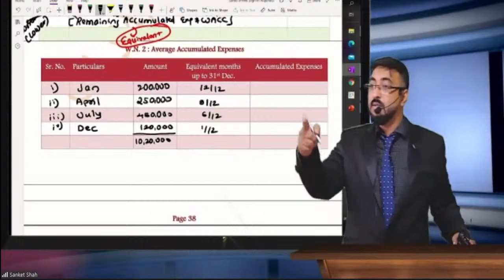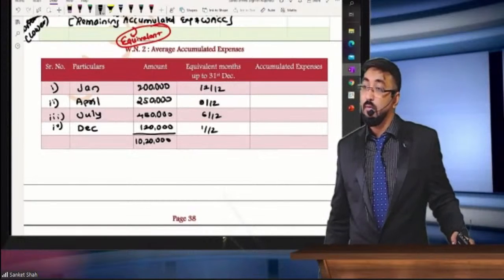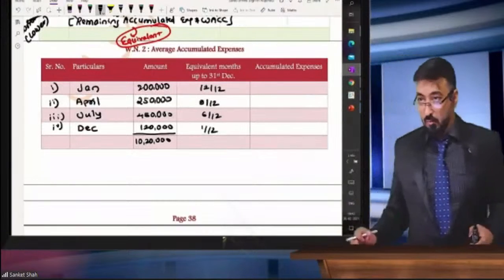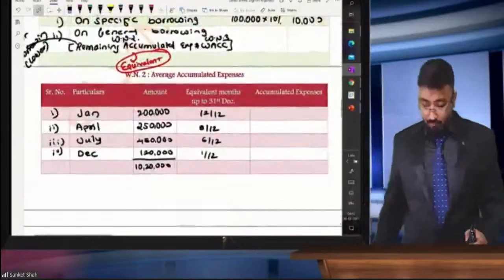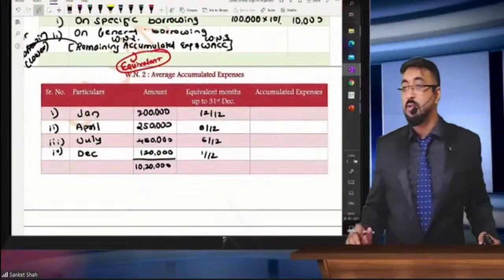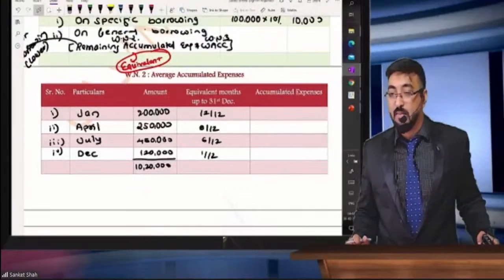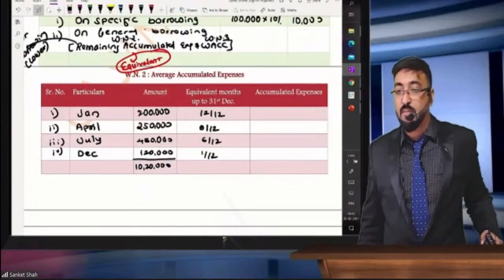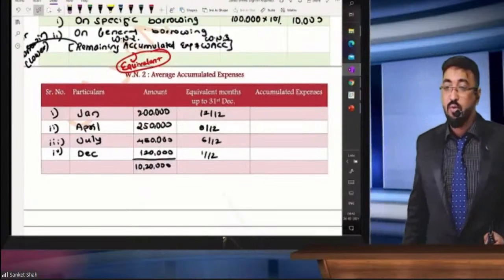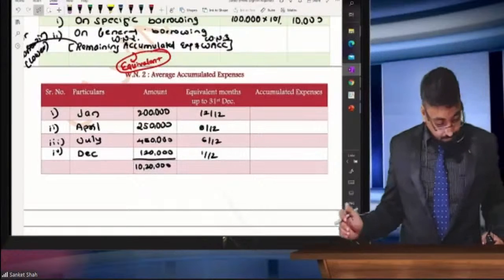Beta, can you tell this? Kimaya, you will tell the format today. Okay, only the format you have to tell. Yes, now Jan means up to 31st December, 12 months are remaining. From April to December, 9 months, July to December, 6 months, and December to December, 1 month.